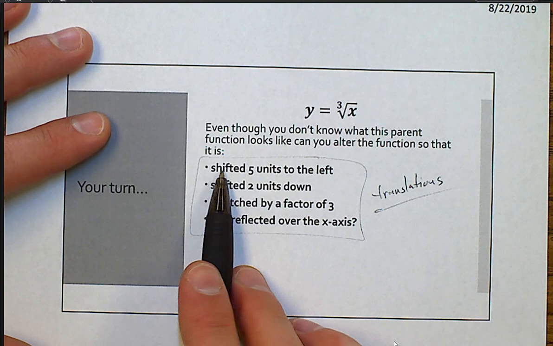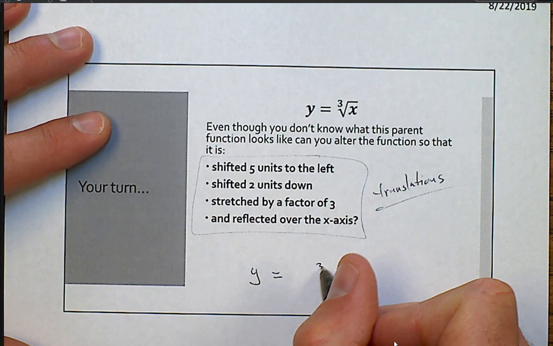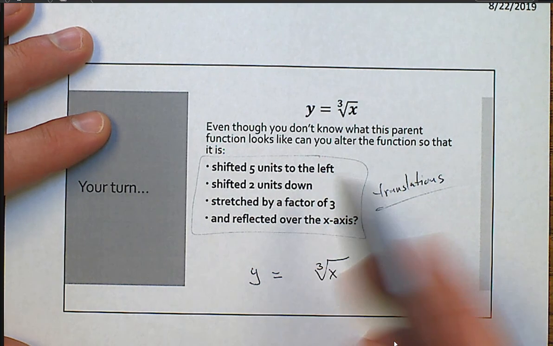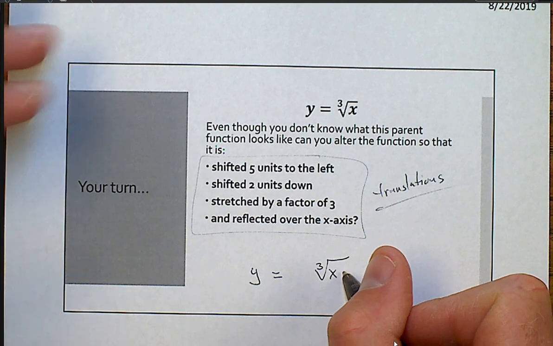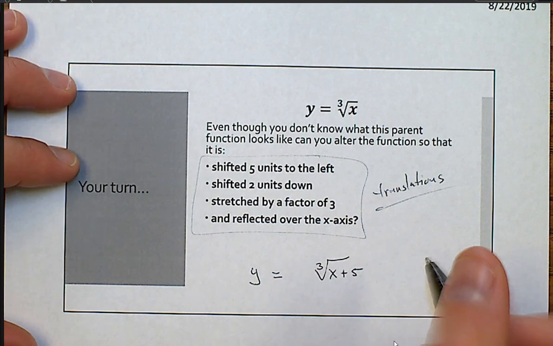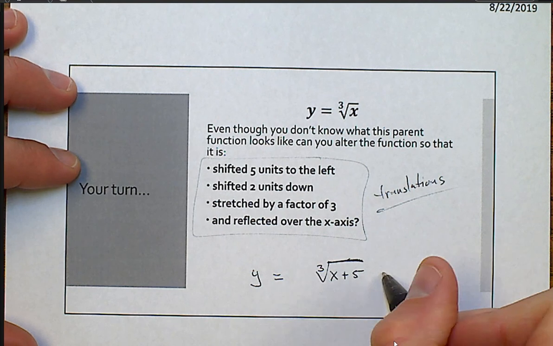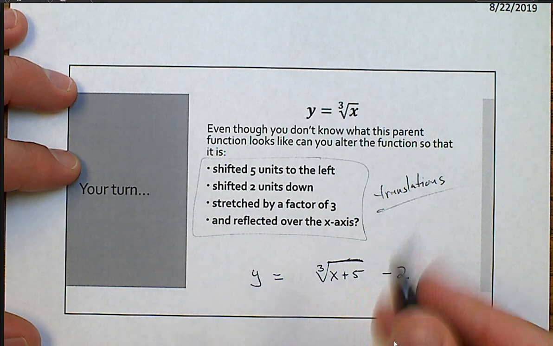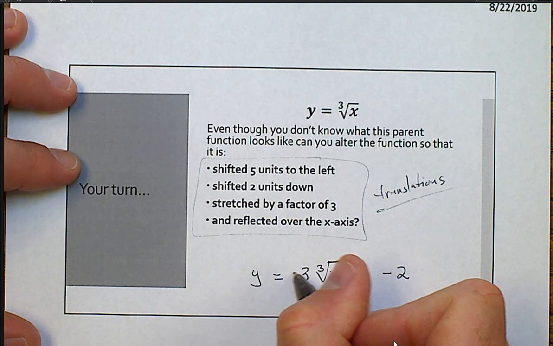Shifted to the left 5 units. Okay, I'm going to leave some space here, so I've got the cube root of x. Shifted to the left 5 units, that's going to be what? If it's to the left, that means it's going to be a plus 5 underneath the cube root bar. Down 2 units, minus 2. Stretched by a factor of 3, multiplied by 3, and reflected over the x-axis. Put a negative out in front.